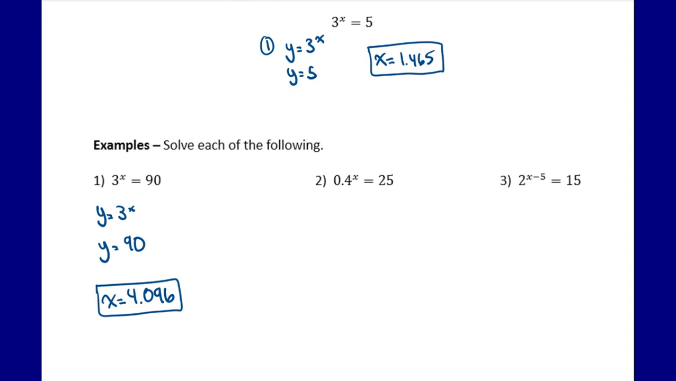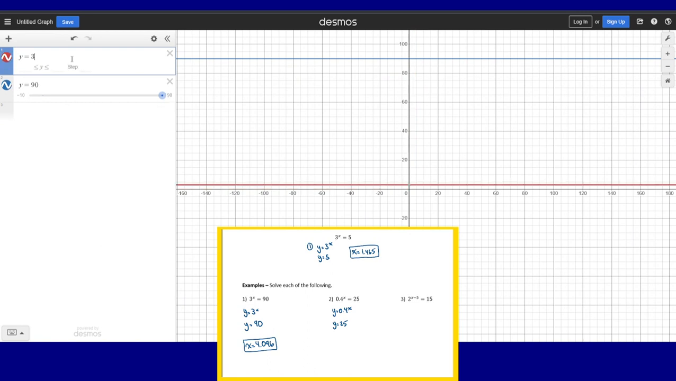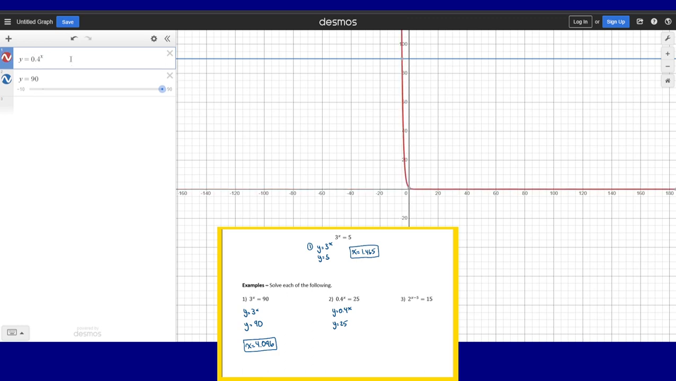Back to the next one. Again, create two equations. So y equals 0.4^x, y equals 25. And again, we're just going to enter those two into Desmos. So I can delete these. Y equals 0.4 to the power of x. If you don't know how to do the power button, it's just Shift and 6. You should see that little hat, little triangle that looks like that.